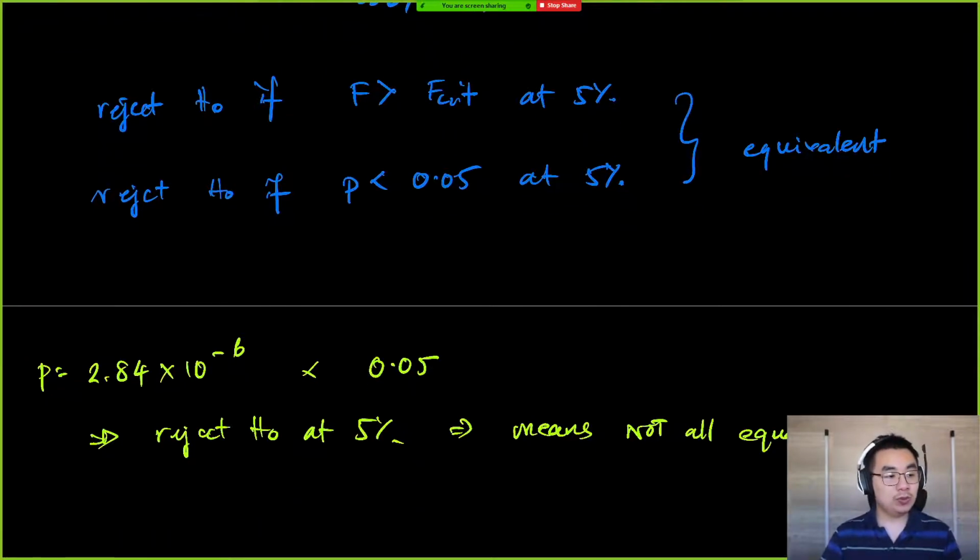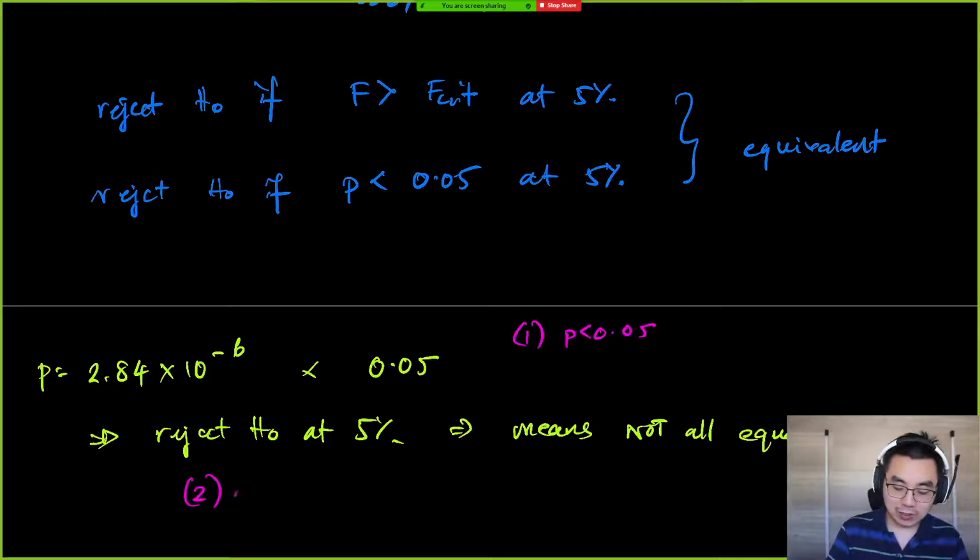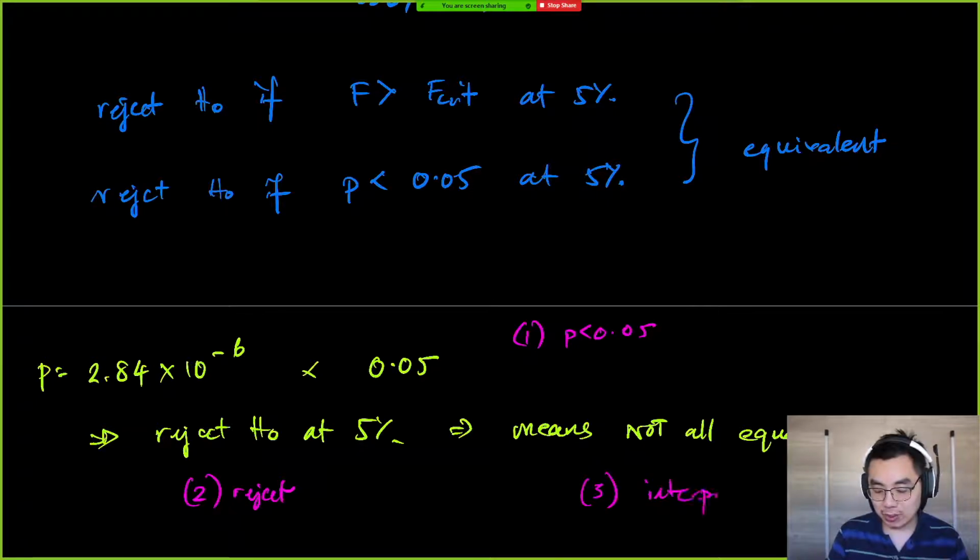Okay, whenever you're doing your conclusion, you always want to make sure you have these three things. The first thing is you want to have p less than 0.05. Second, that means you reject. And the third thing is you want to have the interpretation: what does it mean to reject the null, right? So you have to have all those three things when you're doing your conclusion of your test, all right?